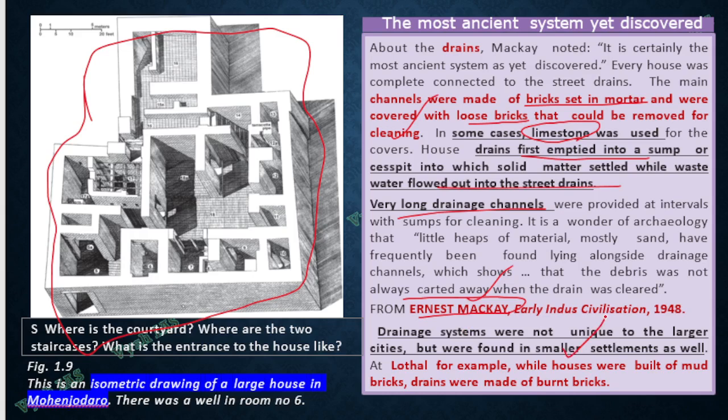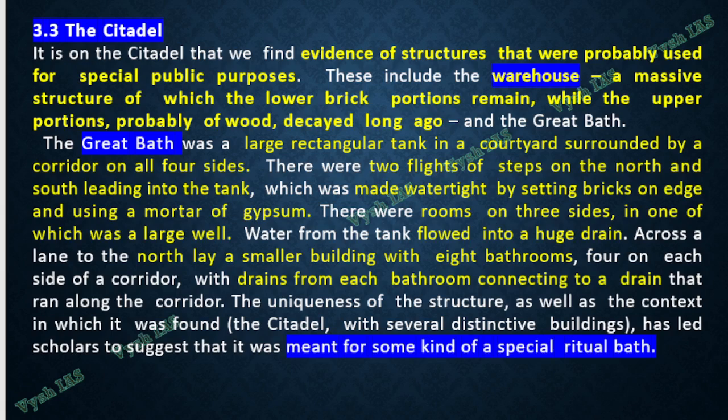Like for Lothal, while houses were built of mud and mud bricks, the drains were made of burnt bricks. So drains have better quality than even their houses. In Lothal, as I told you, the citadel is not walled. If you study this kind of important facts about each city, you are going to easily clear your prelims. Okay, so now again about the citadel, the royal place.